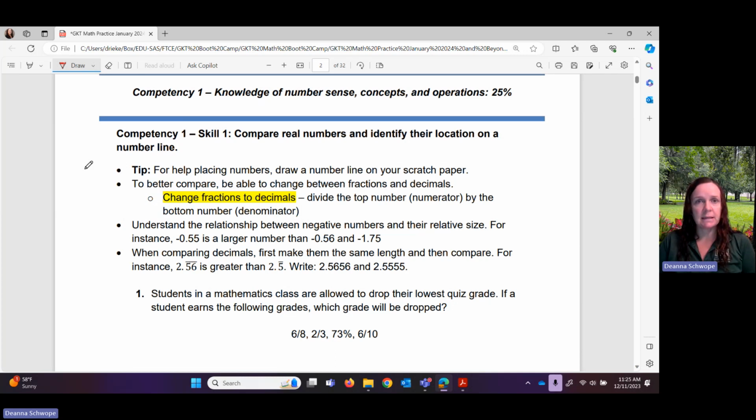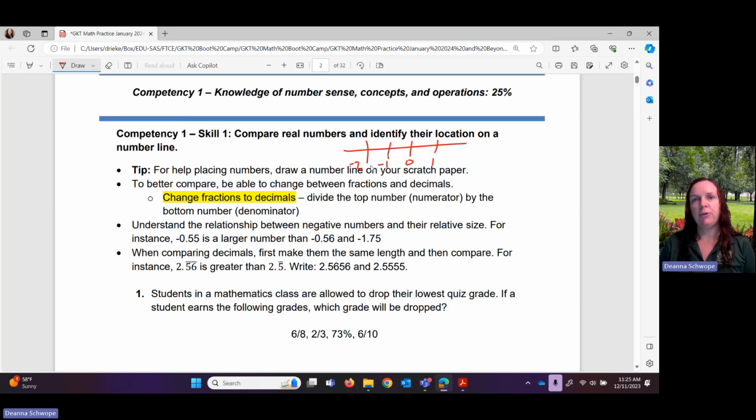All right, so competency 1, skill 1, compare real numbers and identify their location on a number line. Just a couple tips for help placing numbers, draw a number line. If you need to, use your scratch paper, draw yourself a number line so you can remember what it looks like if I'm putting numbers on there. What do they look like?